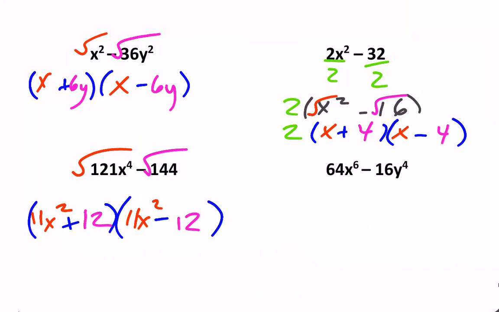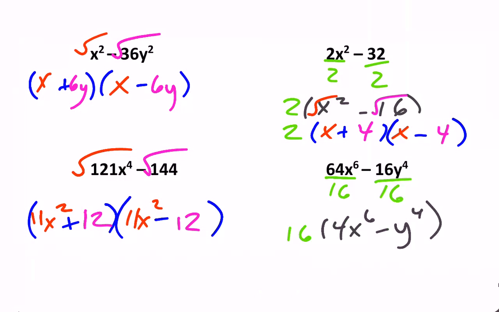My next problem has a GCF of 16. And you may not have seen 16 first. Maybe you saw 4 first. But once you take out the 4, you would see you still have a GCF. You still have another common factor. Okay, so 64 divided by 16 would give me 4. So 4x to the 6th minus y to the 4th.